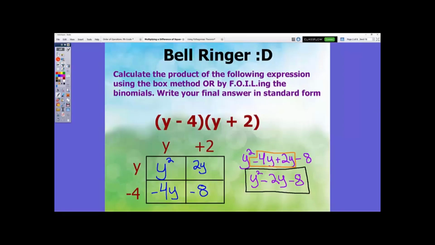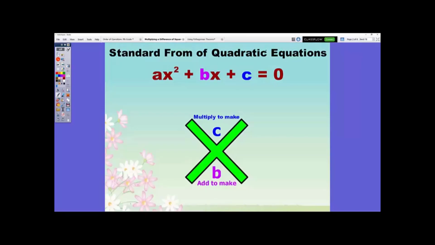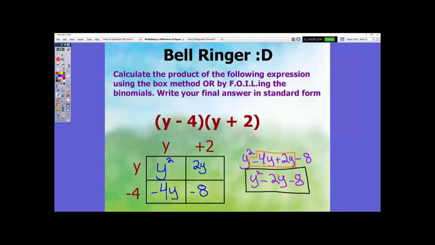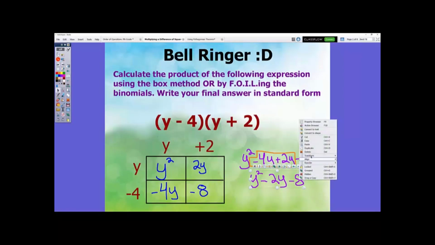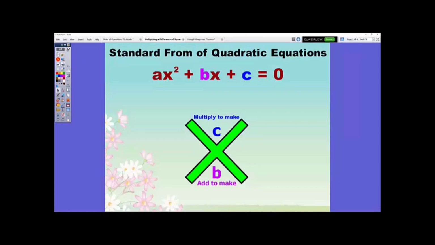Let's go ahead and quickly address what standard form is. Let's see, can I copy all of this? I'm sure I can. Let me get rid of that box. Do that. Oop. That's not what I wanted. Do that. Copy. And paste.